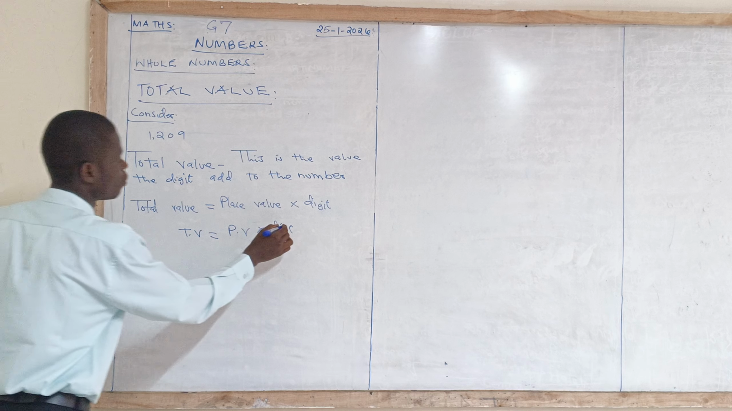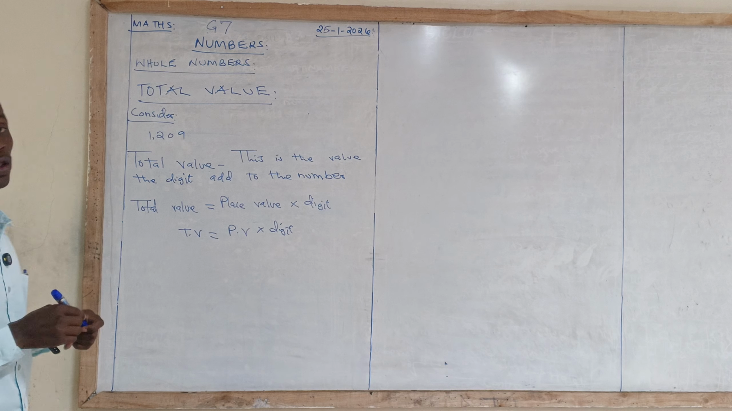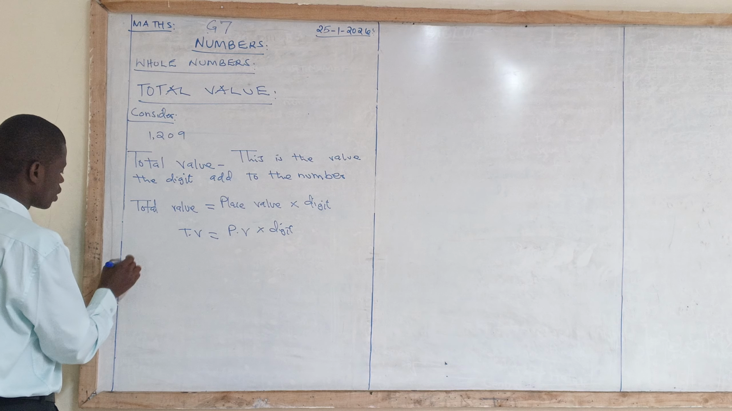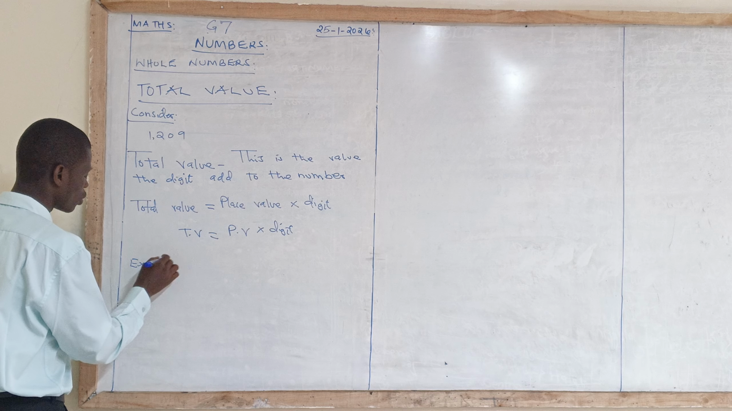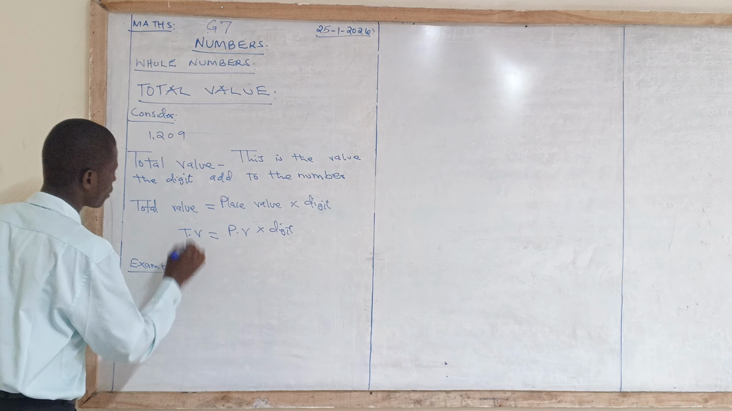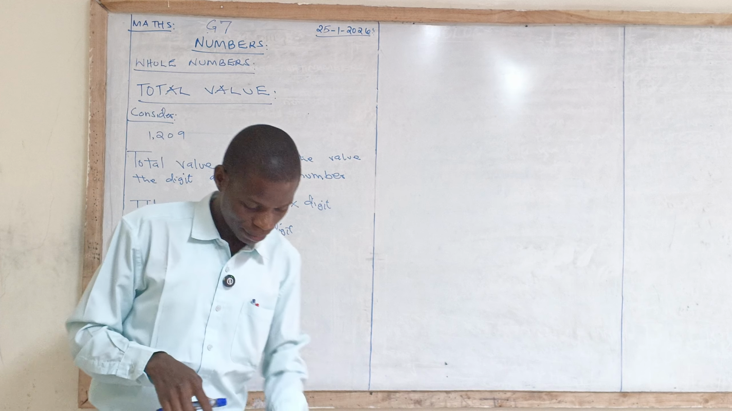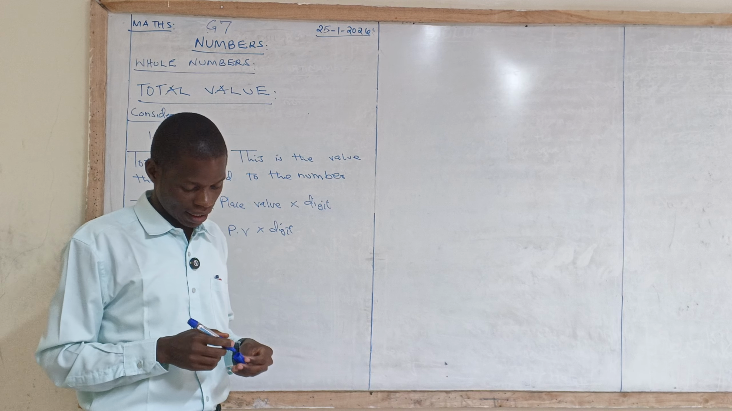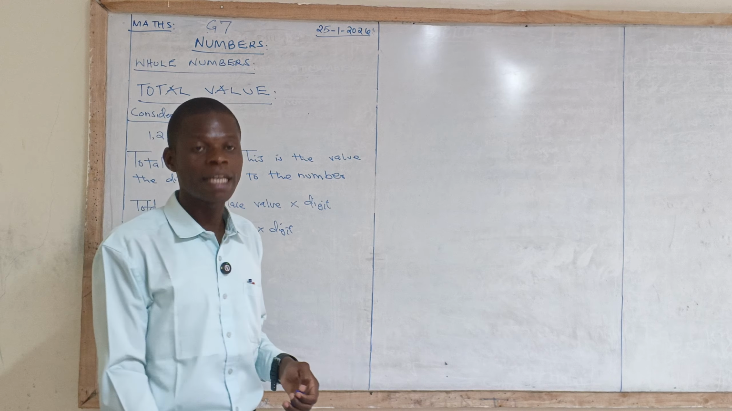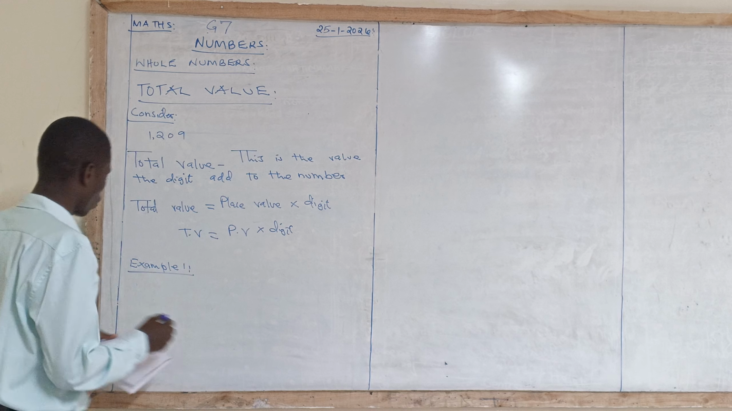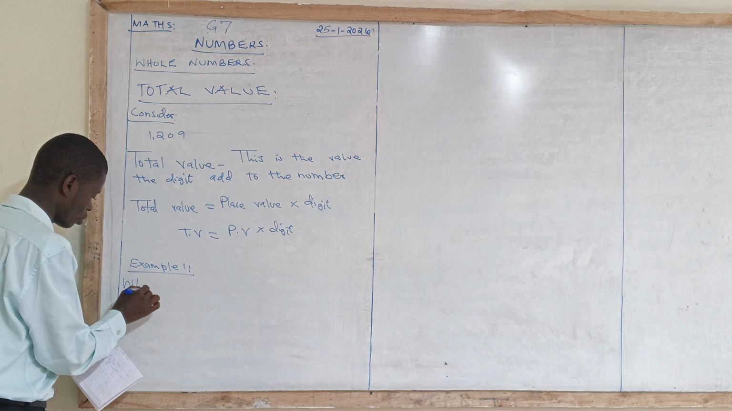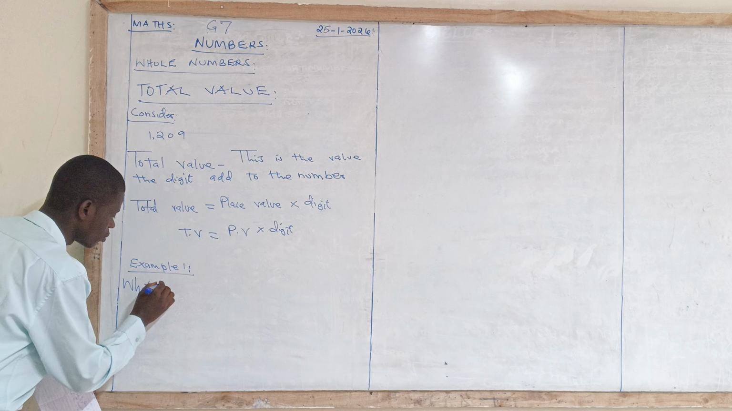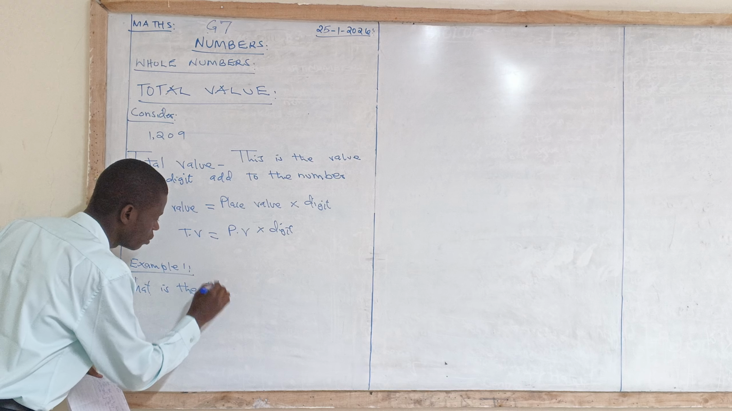So that is now very clear. That is the total value. As simple as that. So let us consider an example here, where we are being asked the total value. Example 1. Let's say, what is the total value of digit 7 and 8 in the number below? What is the total value?